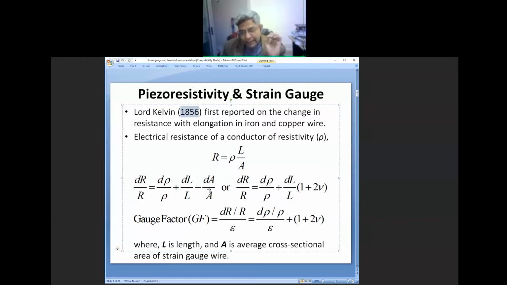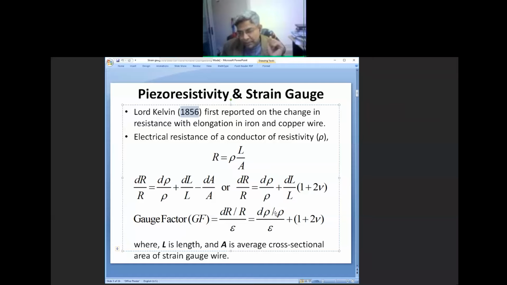This term dL by L minus dA by A, we write in terms of Poisson's ratio. I think in solid mechanics we have already learned about Poisson's ratio. From this we get something called the gauge factor, and it is the ratio of fractional change in resistance per unit strain. Delta R by R is the fractional change in resistance per unit strain, and it is given like this. Remember, dL by L is basically strain here. This is a strain, change in length divided by original length.